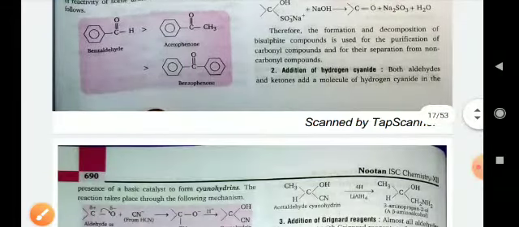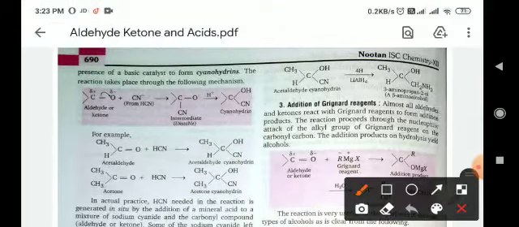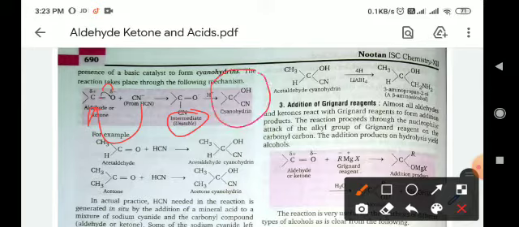Now, addition of hydrogen cyanide, HCN. How will hydrogen cyanide add? The charge will shift in this direction, positive and negative, and the negative cyanide will go and attach to this carbon atom, and finally after addition of one hydrogen atom it gives cyanohydrin. That is known as the cyanohydrin.